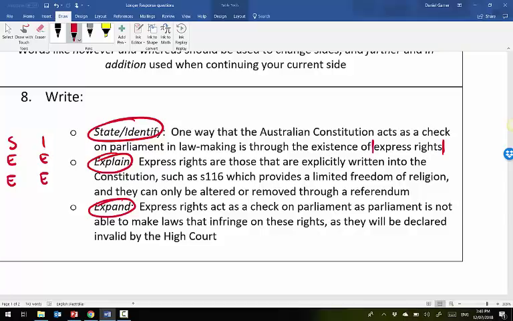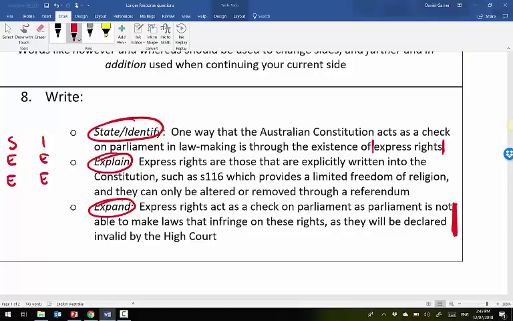So explain, what is an express right? Okay, you can't assume that the examiner knows that. And then the really, really important part, and this is what makes an answer great. Not just good, this is what makes an answer great. I'm actually going to link this to the prompt. I'm going to explain how it is a check. Express rights act as a check on Parliament, as Parliament is not able to make laws that infringe on these rights, as they will be declared invalid by the High Court.